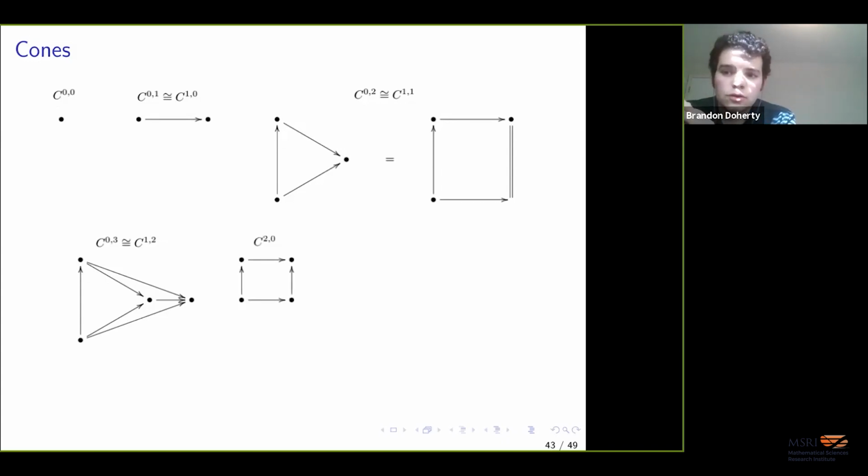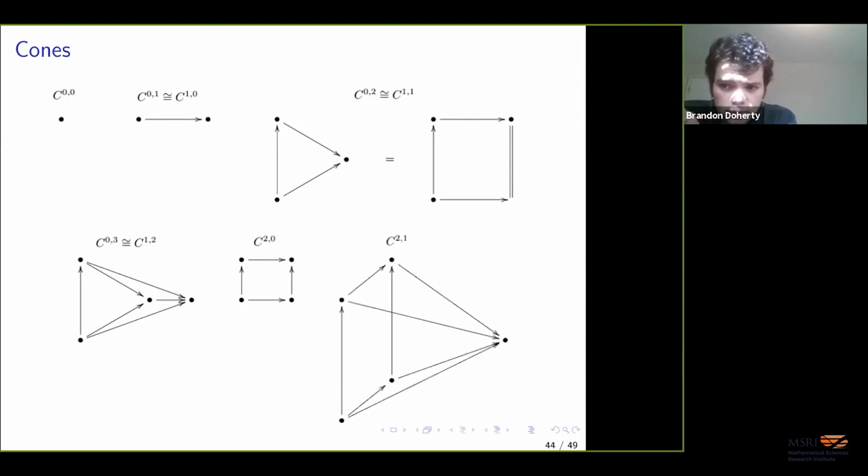C20, of course, just by definition, is the 2 cube. And here's a genuinely interesting example. C21 is a cone on a 2 cube. So this basically looks like a pyramid with a sort of rectangular base. So we think of this as taking the 2 cube, taking a cylinder on that, so stretching it out to a 3 cube, and then collapsing one face down to a point.